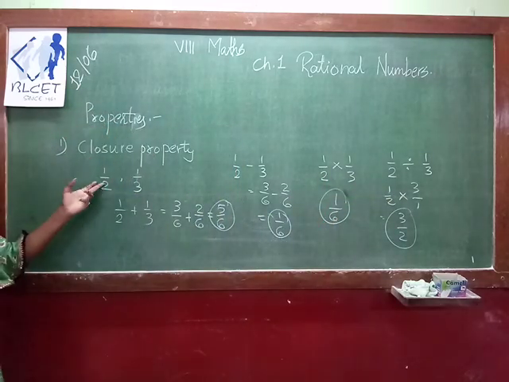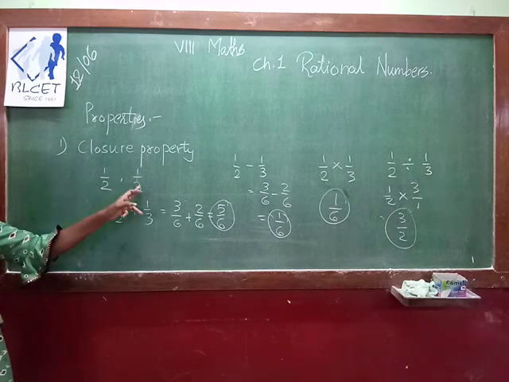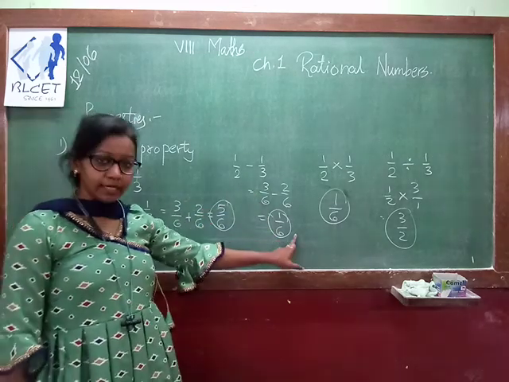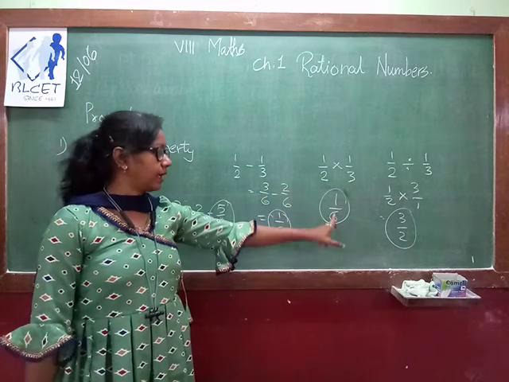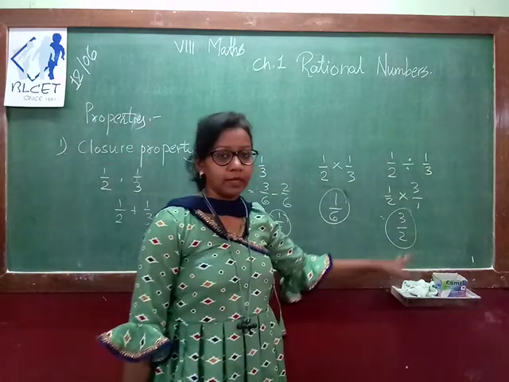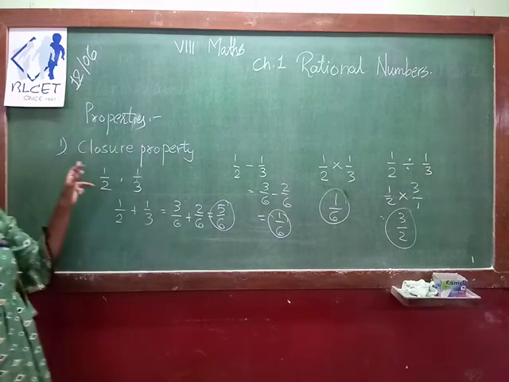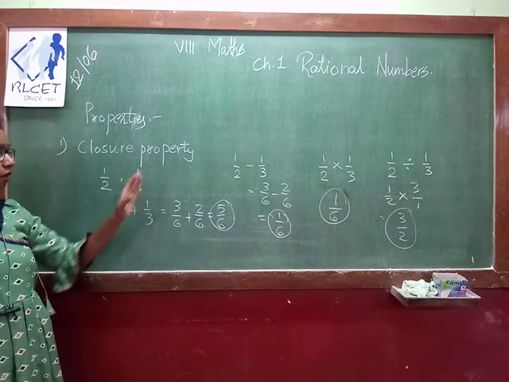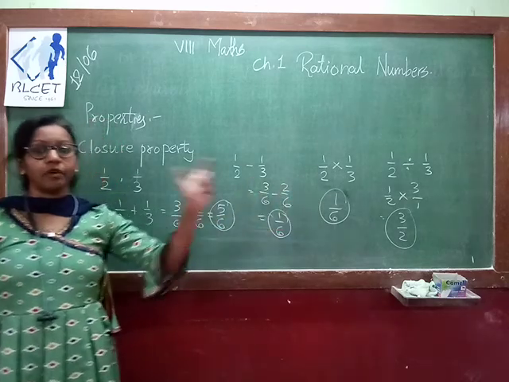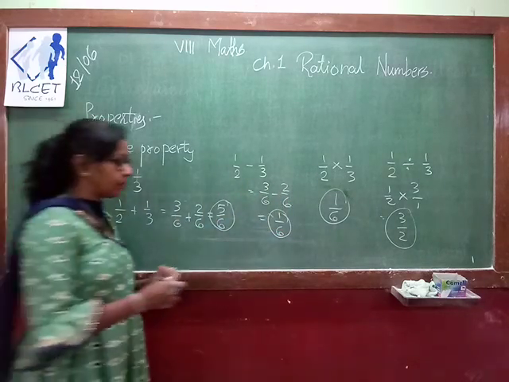Why? Because when you take any two rational numbers, do the addition, we get rational numbers. Do the subtraction, we get rational numbers. Do the multiplication, we get rational numbers. Do the division, we get rational numbers. So what we can say? First property, that is closure property, holds for addition, subtraction, multiplication and division for rational numbers. Okay.